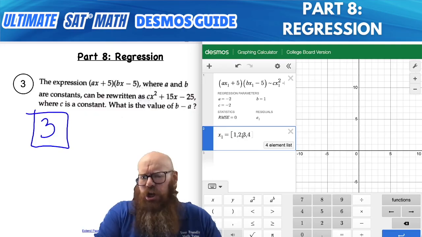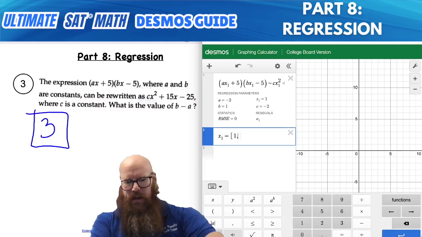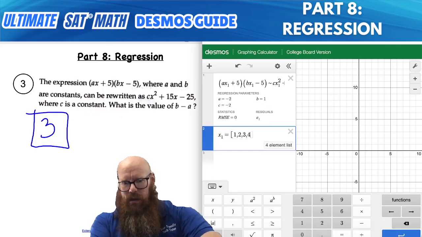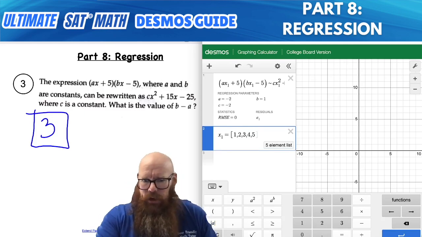And if you're really concerned with how many values, just start putting them in until they all snap to the same answer. Once you start getting the same answer over and over again, you should be good to go.